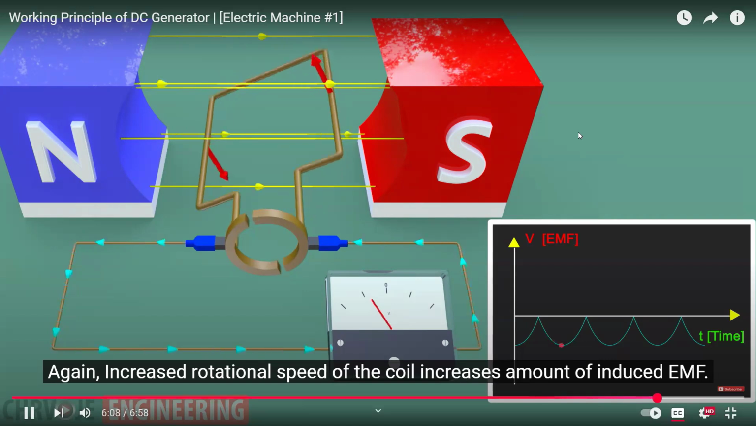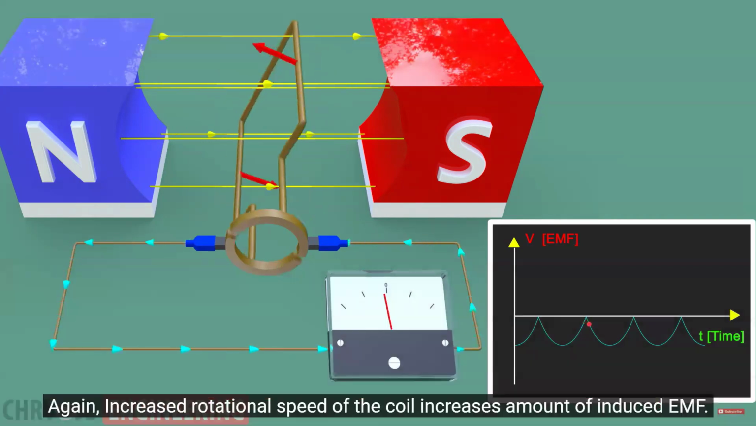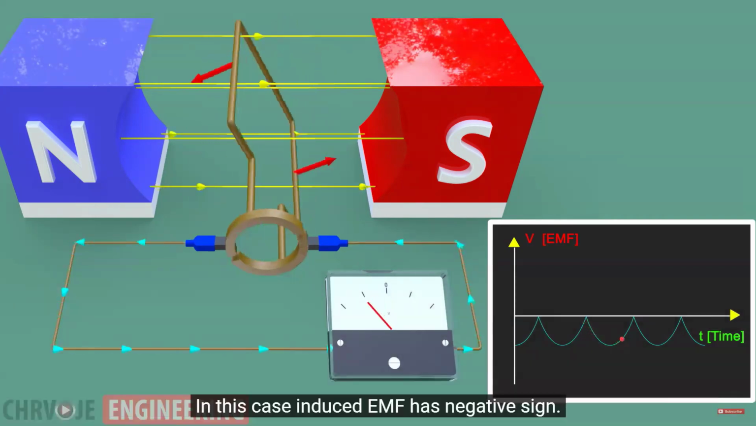Again, the increased rotational speed of the coil increases the amount of induced EMF. In this case, the induced EMF has a negative sign.